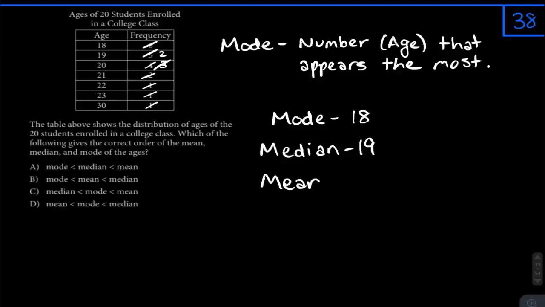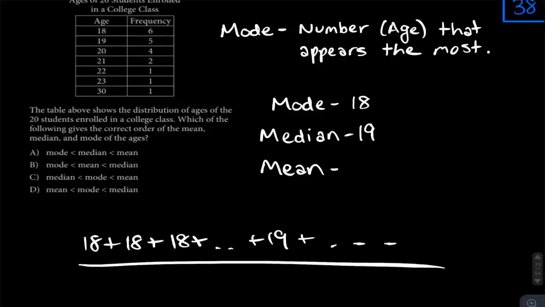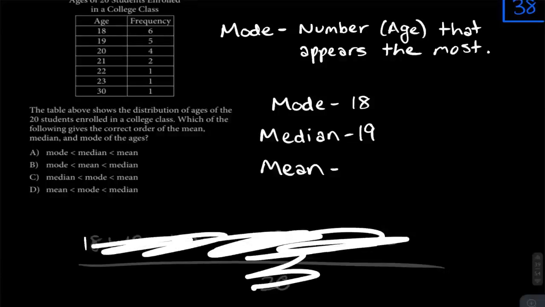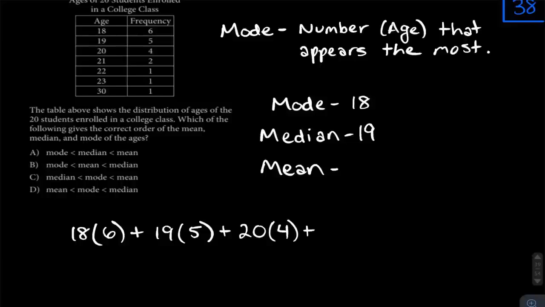Then lastly, we need to deal with the mean. To find the mean, instead of writing 18 plus 18 plus 18 plus, and then doing that on, and then saying plus 19 plus, and then dividing by the number of students in total, which is 20, you could make this a lot more compact. Instead of writing 18 6 times, we could just do 18 times 6. And then we do 19 times 5. We do 20 times 4, and we just multiply each age by its frequency.